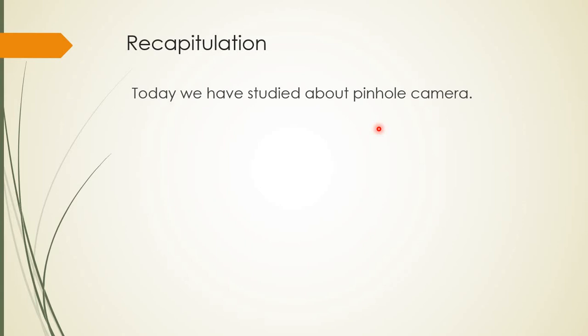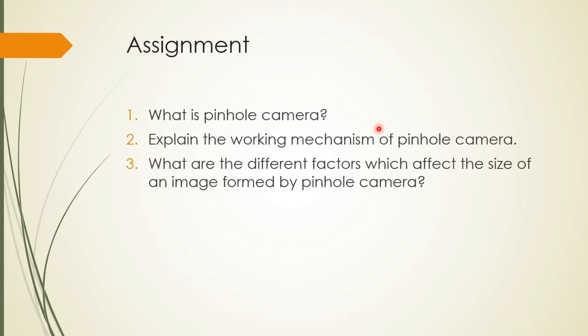So today we have studied about this pinhole camera and how it works, which type of image will be formed, and on what factors the size of the image depends. This is the last topic in this chapter, light, shadows and reflection, that is about the pinhole camera, which we have finished today. I hope all of you have understood this lesson, and here are some questions based on what we have studied today.